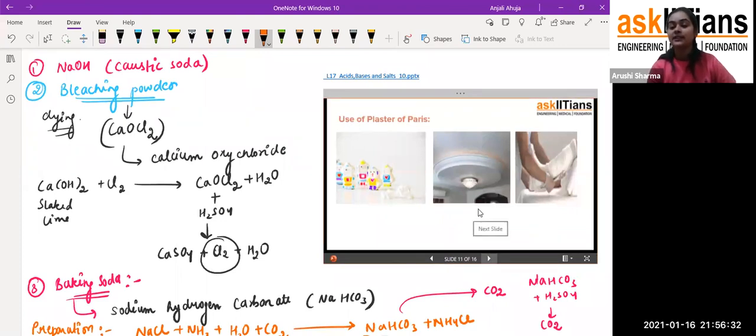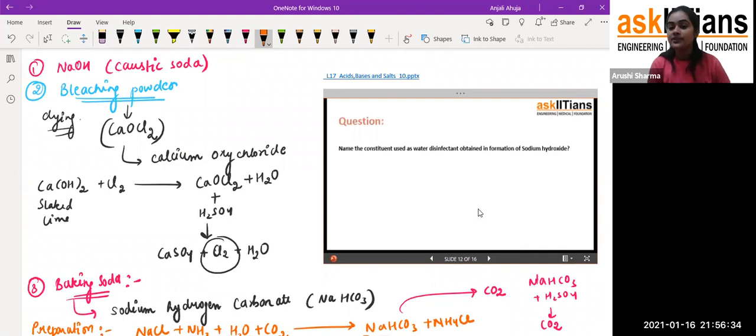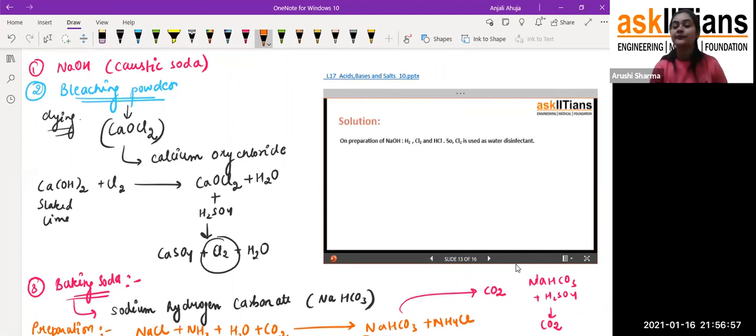Now coming to the questions which we have. Name the constituent used as a water disinfectant obtained in the formation of sodium hydroxide. So my dear students, the disinfectant which we get is chlorine, that we use in water, from the caustic soda process. If you remember, we have prepared it, and from that we get chlorine, hydrogen, and HCl, which we use for different purposes. So chlorine is one of those which we use as a water disinfectant.